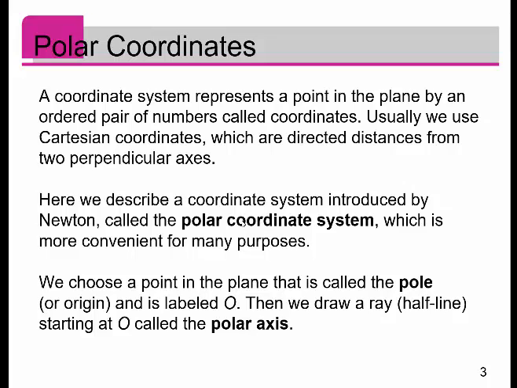Okay, so we choose a point in the plane, and that point is called our pole, or in this case our origin, but when we're dealing with polar coordinates it's the pole, and we label it as O. Then we draw a ray, a half line starting at O, called the polar axis. So we have O, which is like a point here, and then we have a ray that shoots out to the right. That's our polar axis.